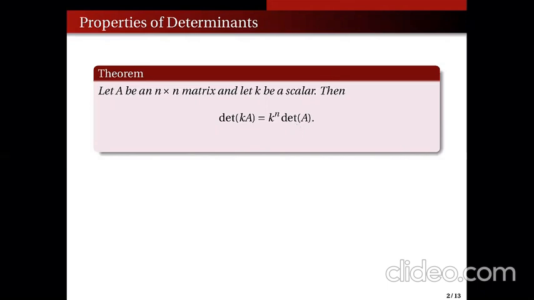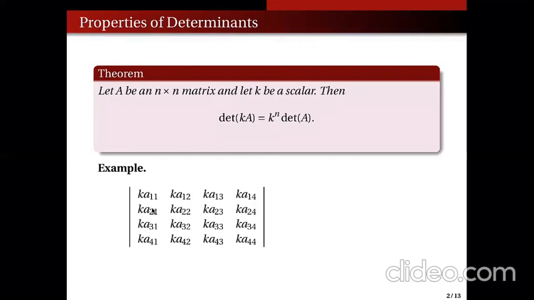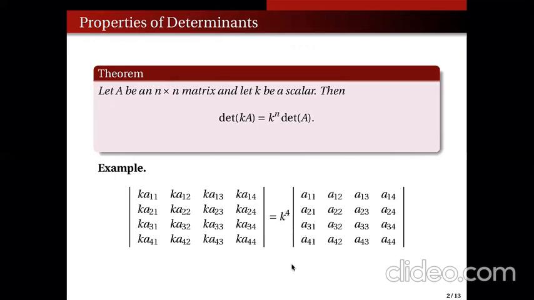So for example, we have a 4 by 4 matrix, and all the entries of this 4 by 4 matrix are multiplied by K. So its determinant is equal to K to the 4 times the determinant of the 4 by 4 matrix with entries A11, A12, A13, A14, and so on until we have A44. So again, if the matrix A is multiplied by a scalar K, it means that K is being multiplied to all the entries of A. So the determinant of KA equals K to the n times the determinant of A.